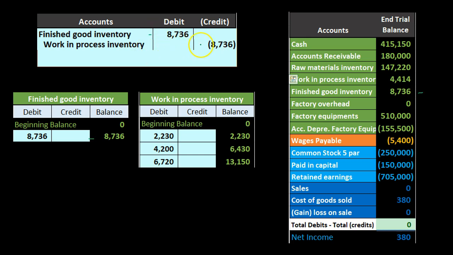And then we have our work in process. We're going to credit it. So it was at 13,150. We're going to credit it by that 8,736, moving it out and down to 4,114. And that, of course, is the amount we see here on the trial balance. So now we just broke this number up between, in essence, those two, breaking out the ones that are finished goods based on the jobs that had now been completed.